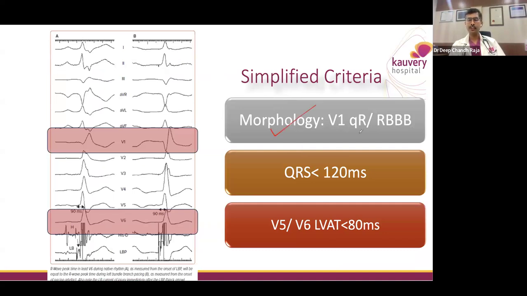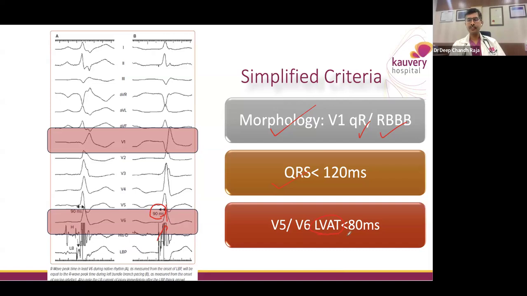So what we look at in V1 is basically a QR morphology or a right bundle branch block morphology. As shown here, a small q and a capital R, or an RSR prime. If you see an RSR prime like this, and the QRS duration is 120 milliseconds, and the V5 to V6 LVAT. LVAT stands for left ventricular activation time. And what is left ventricular activation time? The time taken for the intrinsicoid deflection, which means the time taken from the pacing stimulus to the peak of the R wave. In this particular example, it is 90 milliseconds. So the time taken from the stimulus artifact to the peak of the R wave in V6 or V5 is the left ventricular activation time.